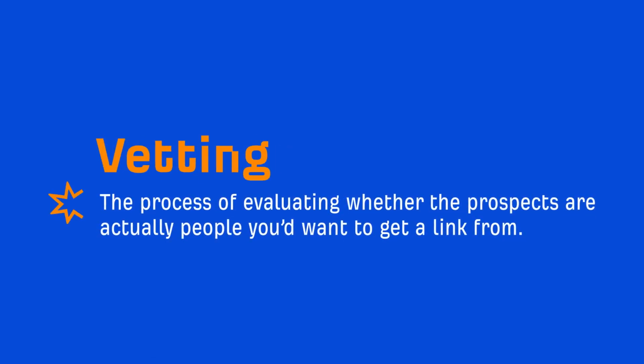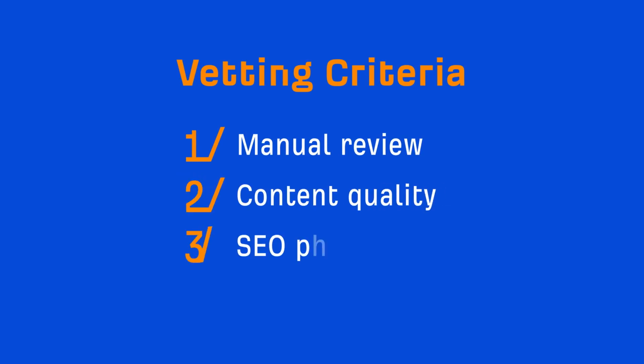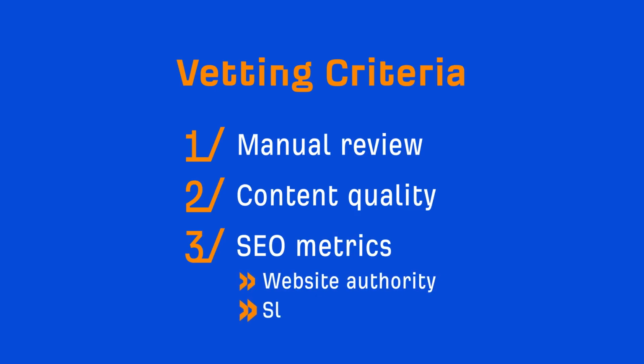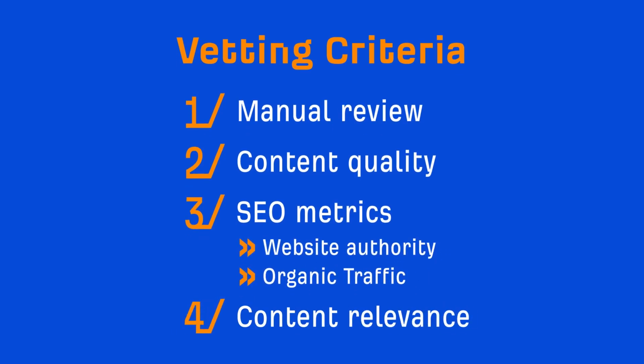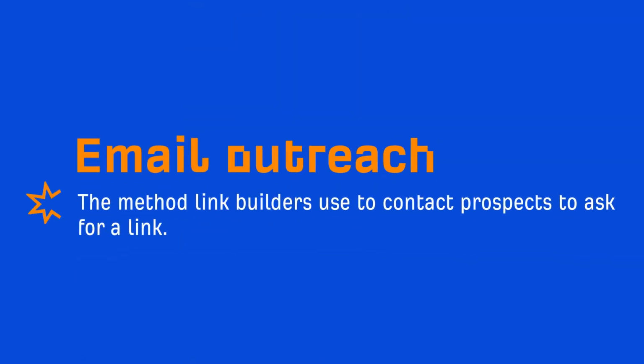Vetting is the process of evaluating whether prospects are actually people you'd want to get a link from. And beyond manually reviewing pages, you can use various criteria like the quality of the content, SEO metrics like website authority and organic traffic, and content relevance, to name a few. And email outreach is the method link builders use to contact prospects to ask for a link.